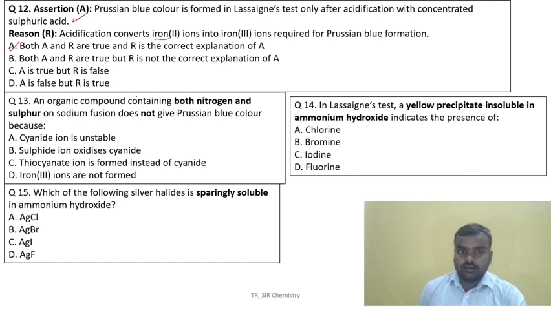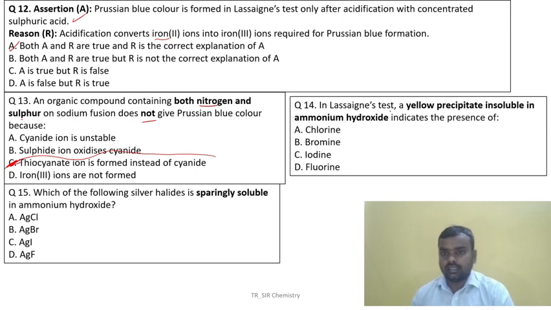Now, an organic compound containing both nitrogen as well as sulfur, on sodium fusion, does not give Prussian blue color. What will it give? Blood red color. Sodium thiocyanate will form, no? Right? So here it does not give Prussian blue color because no free cyanide will be present. Thiocyanate is formed instead of cyanide. This will be the answer. Option C is the answer.